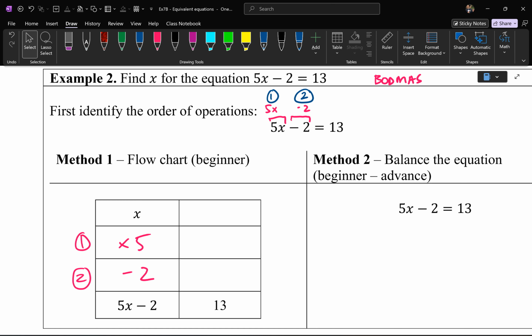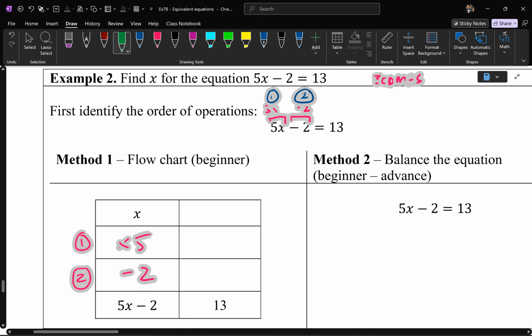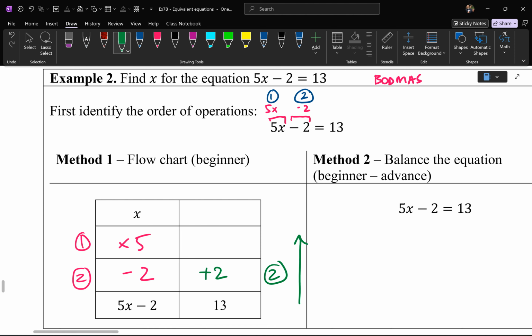So if you want to go backwards, undo everything. Opposite of minus 2? Plus 2. So I'm going backwards now, undoing the second one. Plus 2. Once I undo that, 13 plus 2 is 15. But then opposite of times 5? Divide 5. I'm loving it. You guys are starting to pick up on this idea. Make sure to copy this down, Zara. Number 2, number 1. Here we go. Let's work it out. 13 plus 2, 15. Divide by 5? 3. Look at that. This is flowchart. Good entry level.